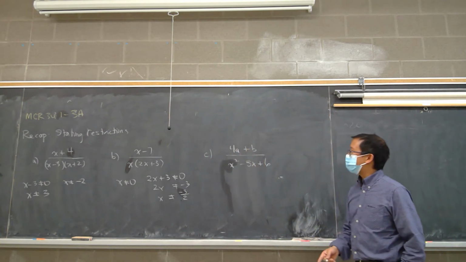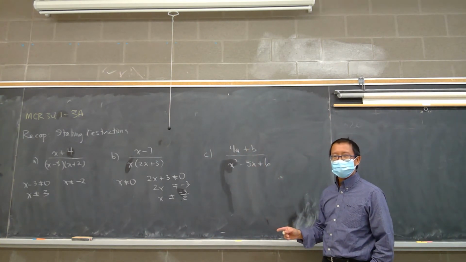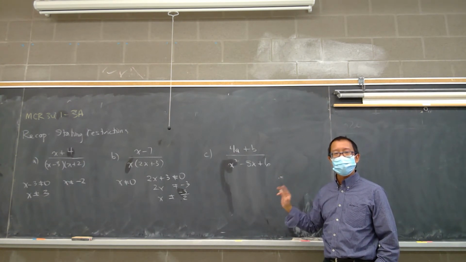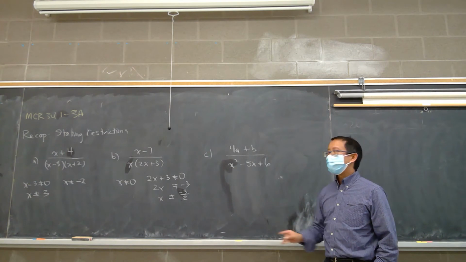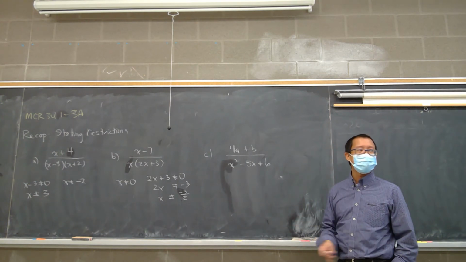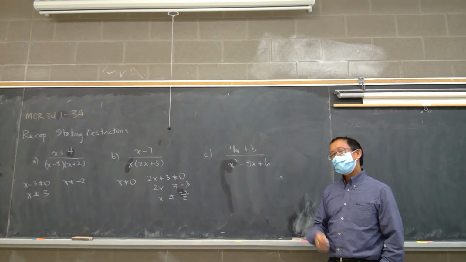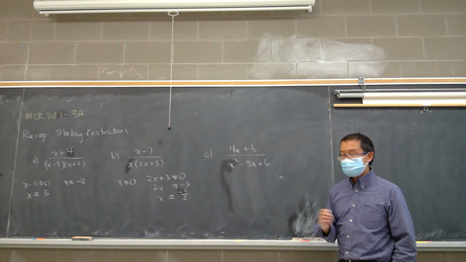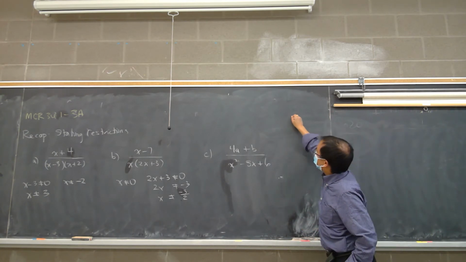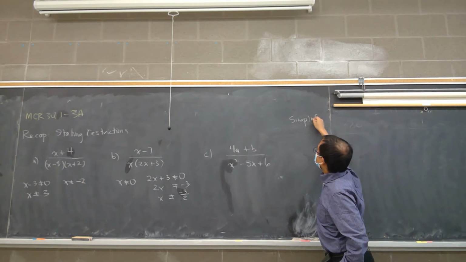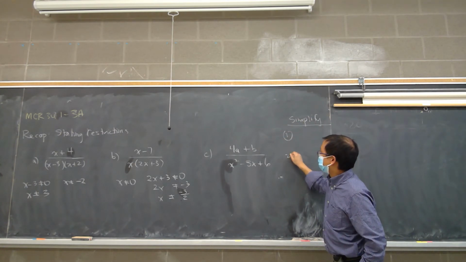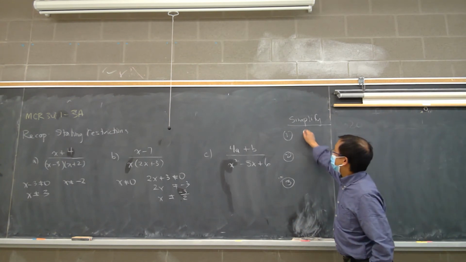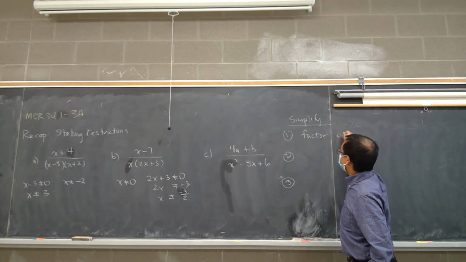Last question: 4a plus b over x squared minus 5x plus 6. We have not seen this one yet, but I think some of you know what we're going to do. And so, to lead into our real lesson for today on simplifying rational expressions, I wanted to show you 3 tips of how to actually simplify these rational expressions. And here they are. To simplify, there are 3 fundamental rules. First one, factor everything.